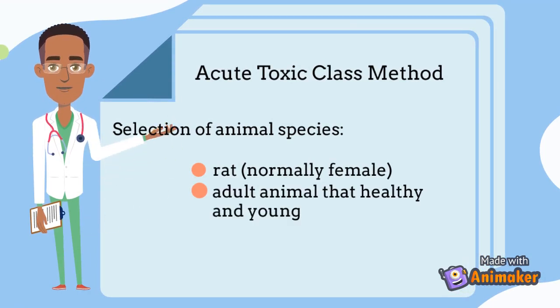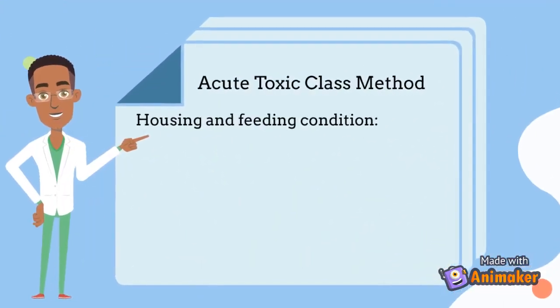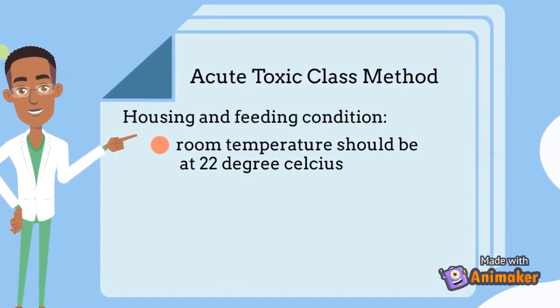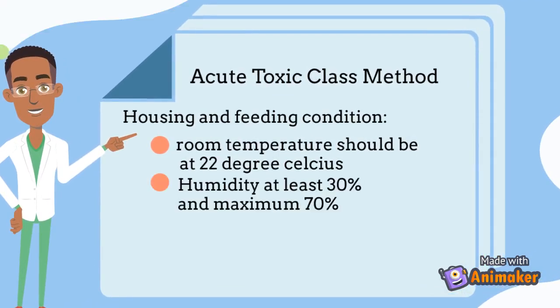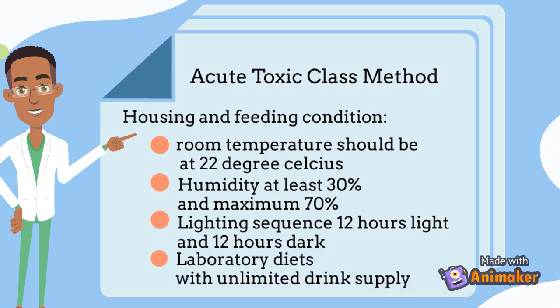Next are adult animals that are healthy and young, and they should be non-pregnant and nulliparous. For housing and feeding conditions, the experimental animal room temperature should be 22 degrees Celsius. Humidity of the room should be at least 30% and not exceed 70%, except during room cleaning, when it should be 50% to 60%. Lighting should be artificial, with 12 hours light and 12 hours dark. For feeding, conventional laboratory diets may be used with an unlimited drinking water supply.